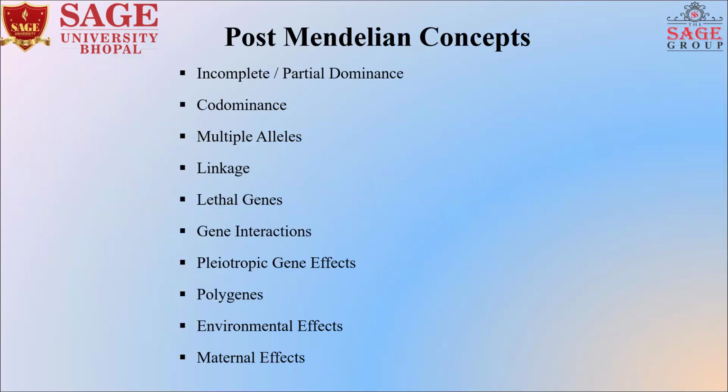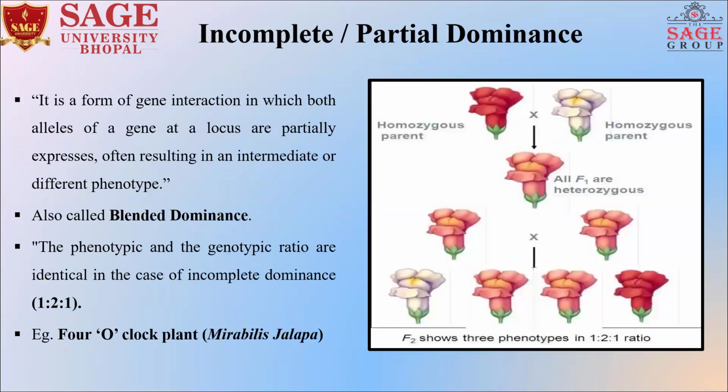So this is the list of various post-Mendelian concepts: incomplete or partial dominance, codominance, linkage, lethal genes, gene interactions, pleiotropic gene effects, polygenes, maternal effects, etc. So we will discuss one by one in brief about these concepts. What does each mean? What are the examples? How are they working? So let's start with incomplete or partial dominance.